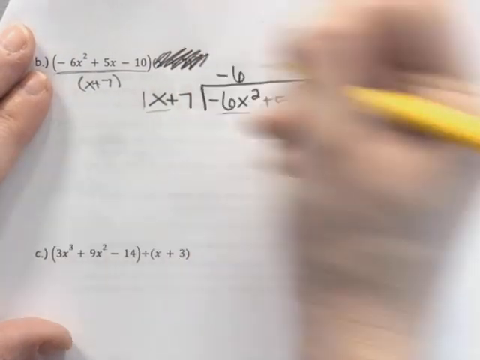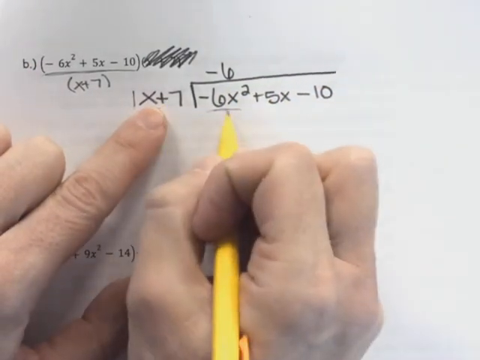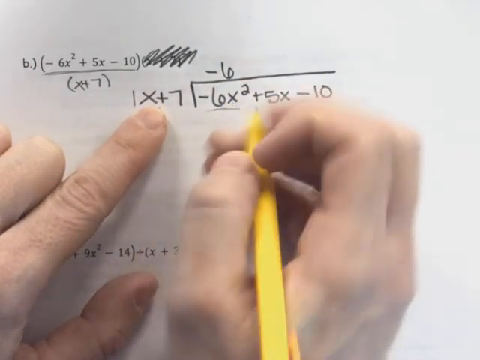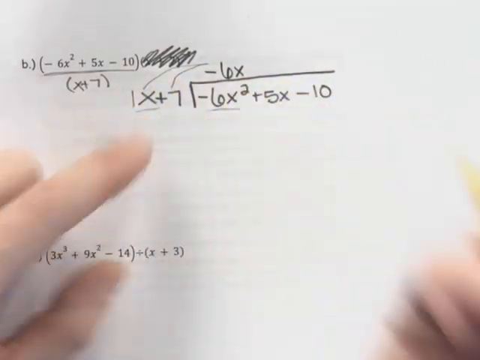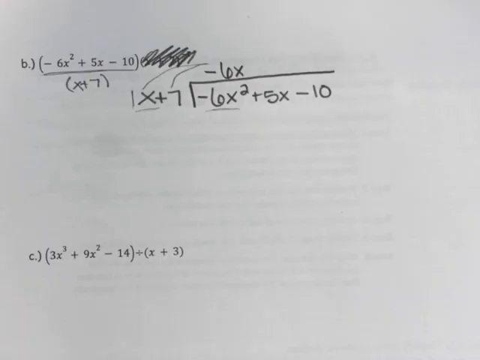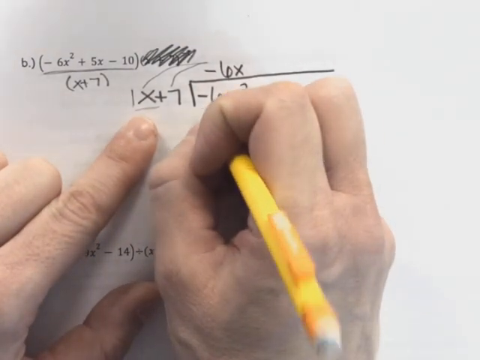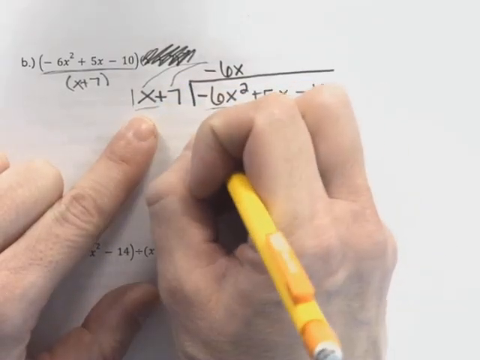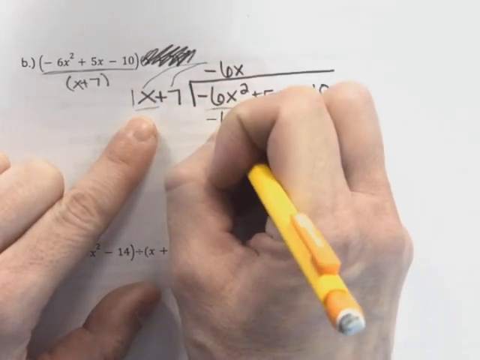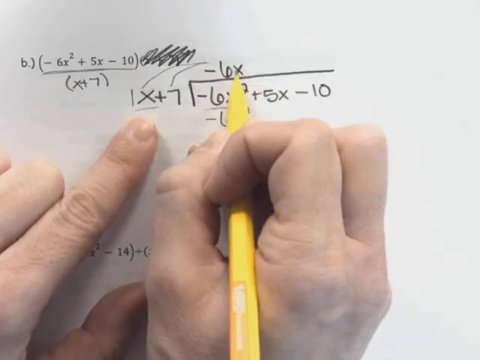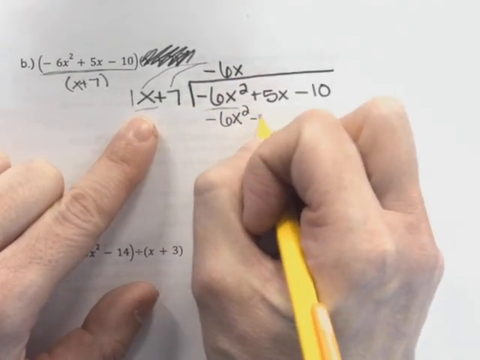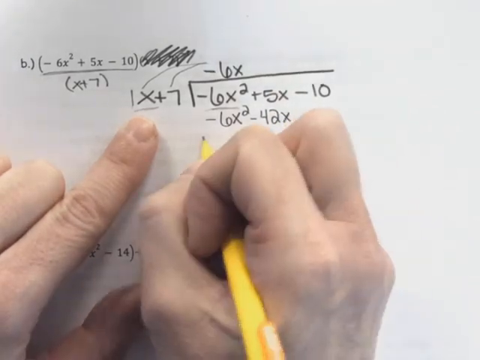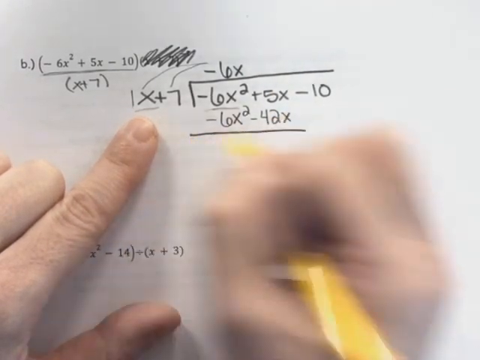Negative 6. All right. And then what do I need to get to x squared? X. So I'm going to take this and distribute it to both things. Negative 6x times x is negative 6x squared. Negative 6x times 7 is negative 42x. Let's draw our line underneath.